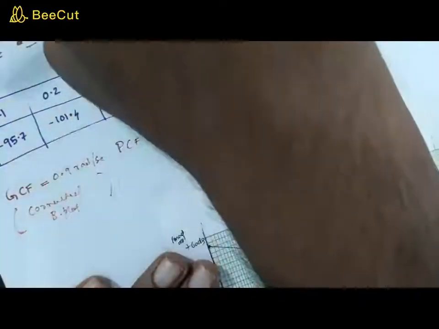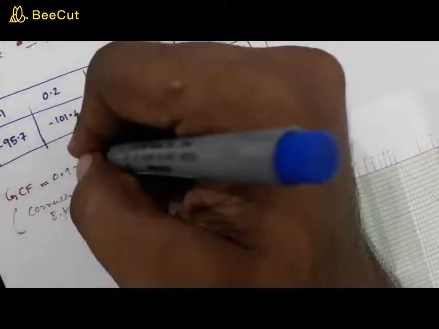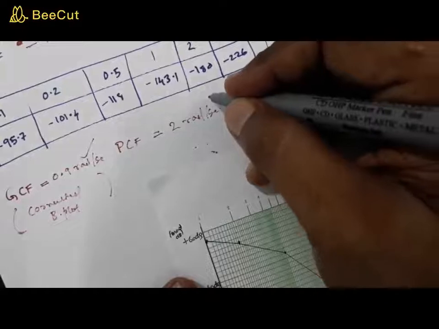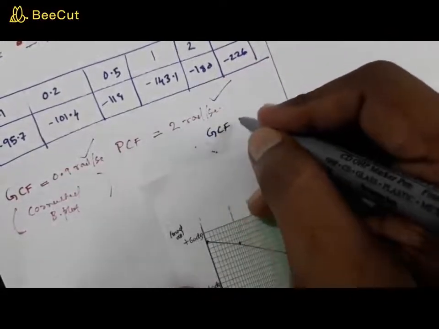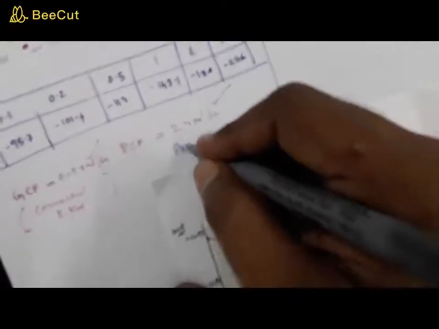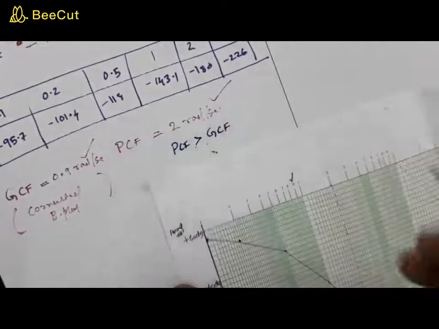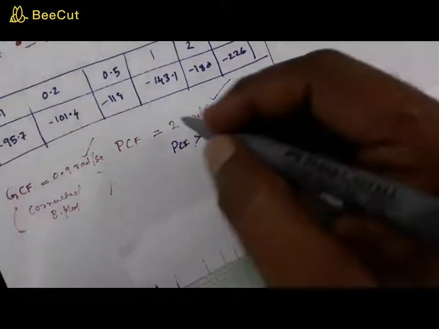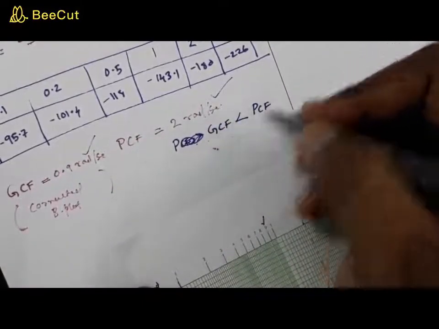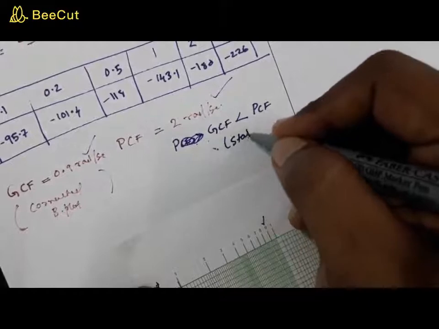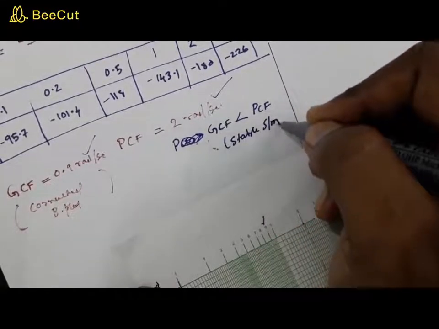So from this, your GCF is 0.9 and PCF is 2. That means GCF is less than PCF, meaning this is the condition for a stable system. So this is a stable system.